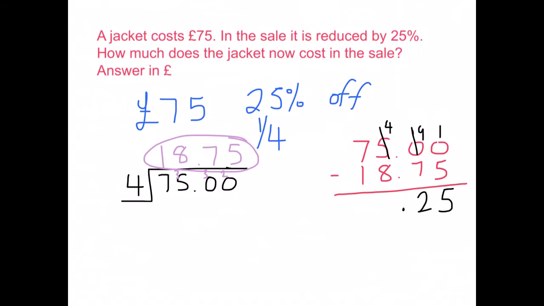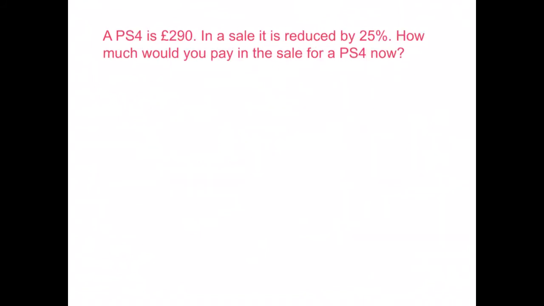4 take away 8 we cannot do, so some more exchange. 14 take away 8 is 6, 6 take away 1 is 5. So the jacket in the sale costs £56.25.